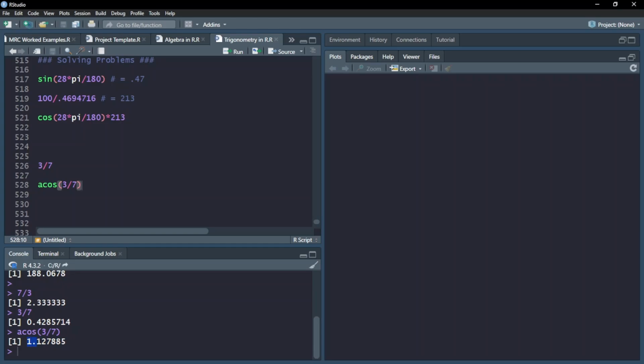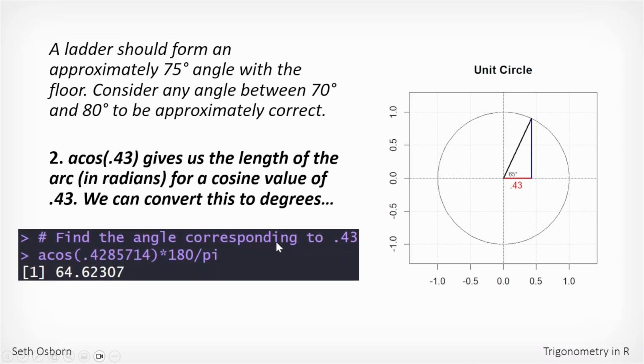I was a little surprised. 1 degree, that's pretty surprising. So we're going to convert the result to degrees. That means we're going to need to multiply by 180 and divide by pi. Okay, and our result is 64.6, which I'm going to round to about 65 degrees.